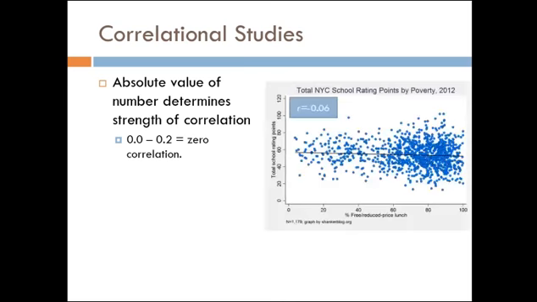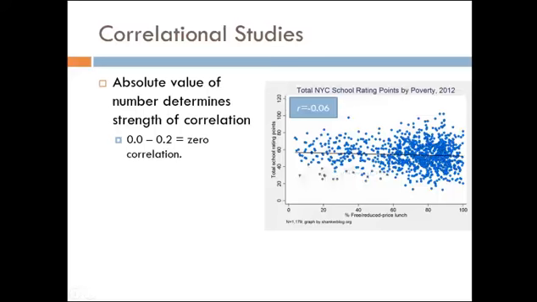So here's an example from New York City: the percent of students who are getting a free or reduced price lunch, and then on the y-axis, total school rating points, like the quality of the school. Each of these little blue dots represents one school, as far as how many students are getting free and reduced lunch, and what the rating score is. What you'll notice is those blue dots are sort of randomly distributed around the picture. This is a negative 0.06.